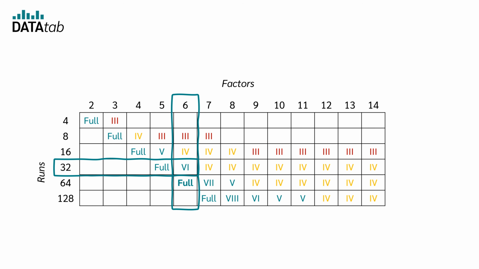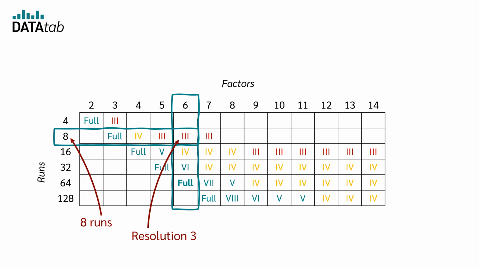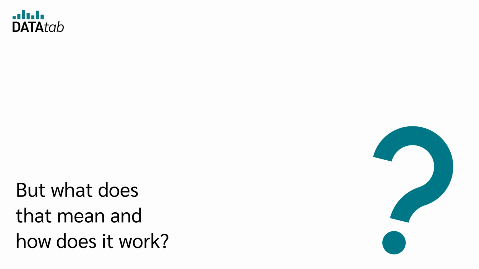If we choose a fractional factorial design with a resolution of 6, we need 32 runs. With a resolution of 4, we need 16 runs. And with a resolution of 3, we need only 8 runs. But what does that mean and how does it work?